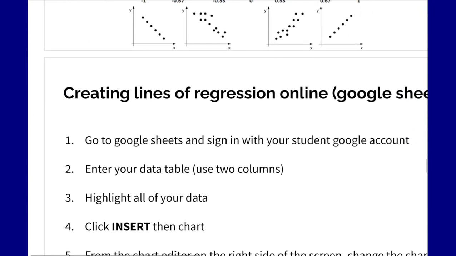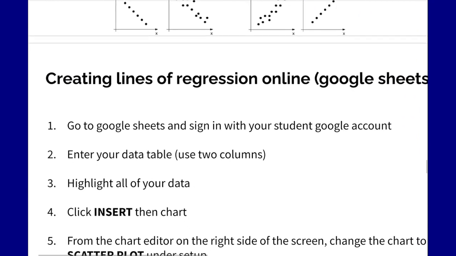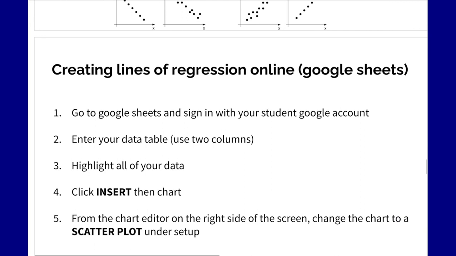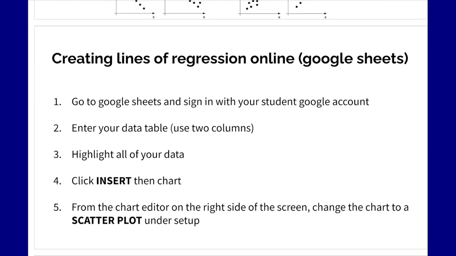So let's go through and work on creating lines of regression using Google Sheets. You're going to want to have access to Google Sheets. You can sign in with your student account or just open up whatever account you use in Google, and open up a Google Sheet. Then you're going to enter your data using two columns, an X and a Y, to plot points. You're going to highlight all the data, insert the chart, and from the chart editor, select a scatter plot.